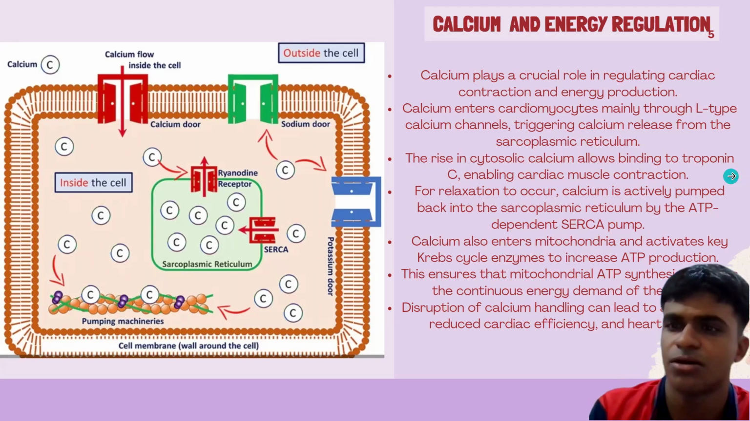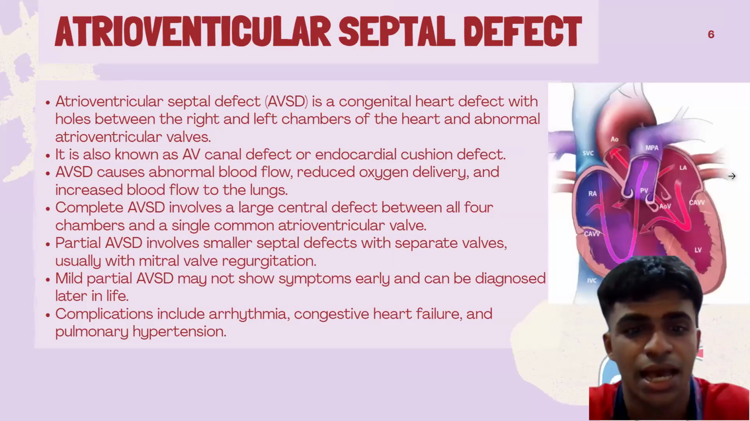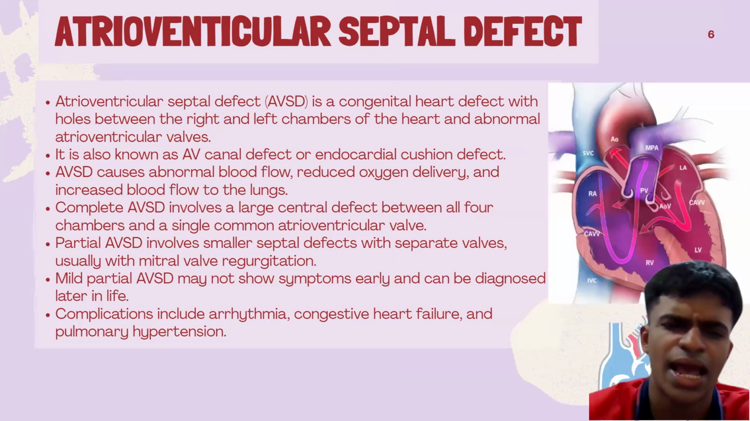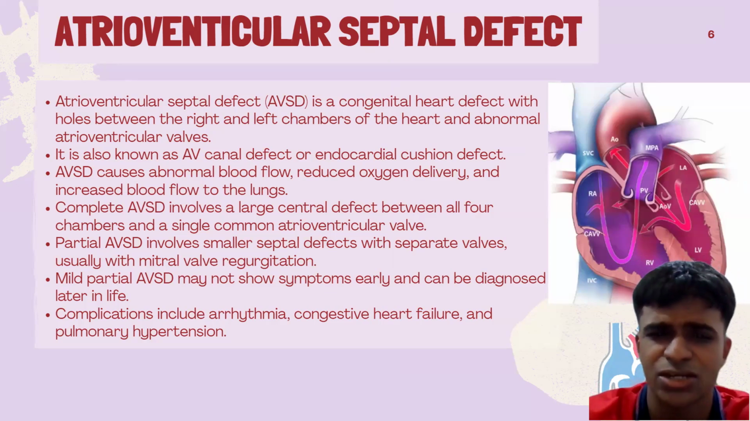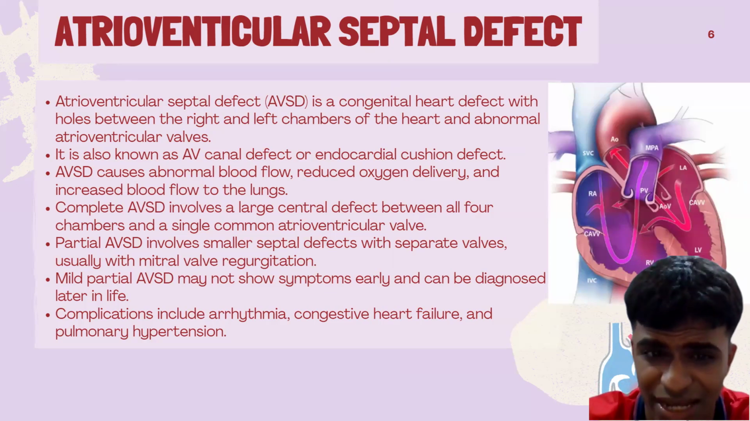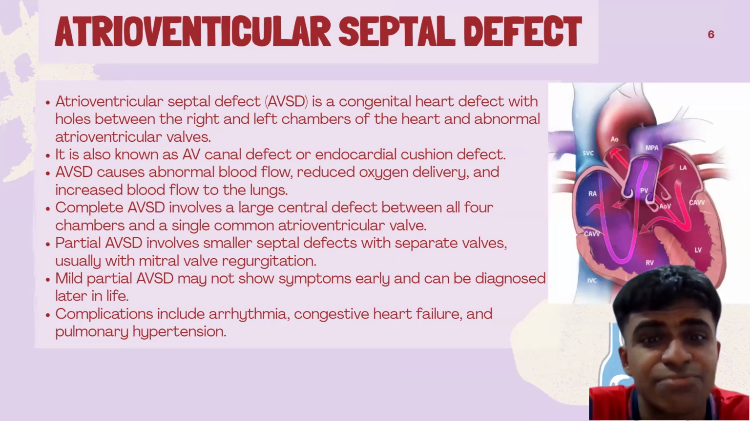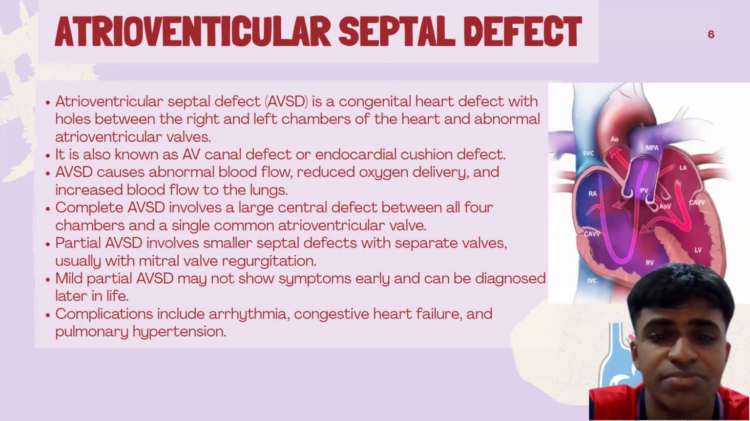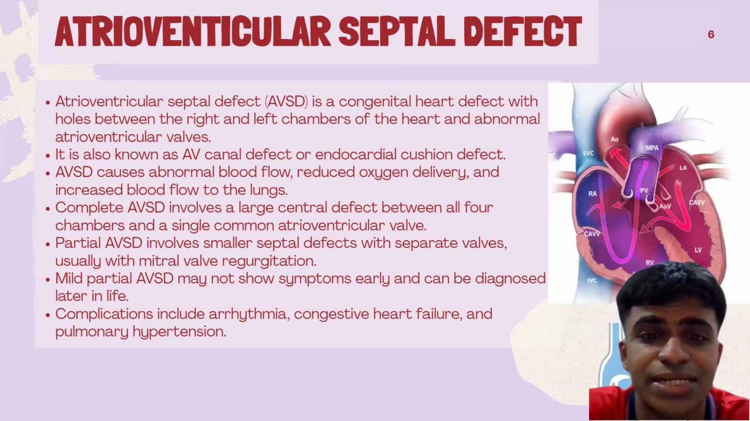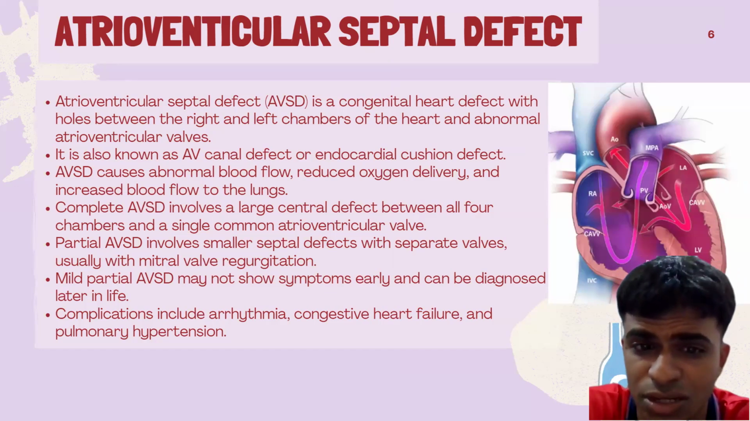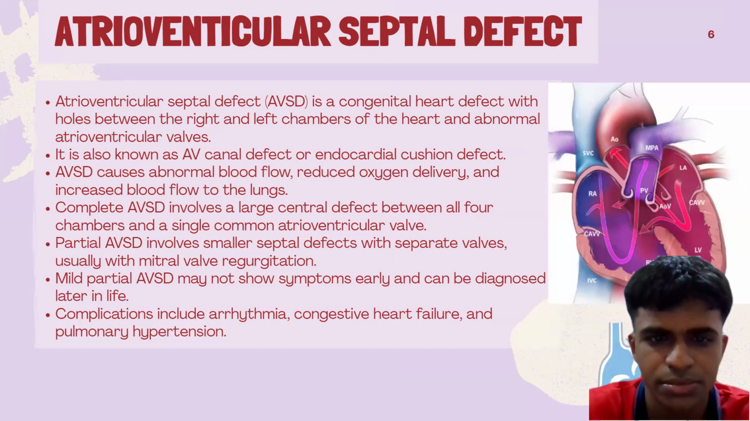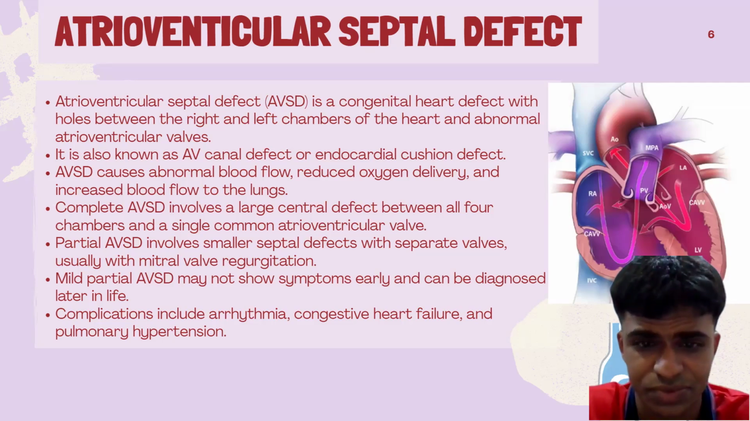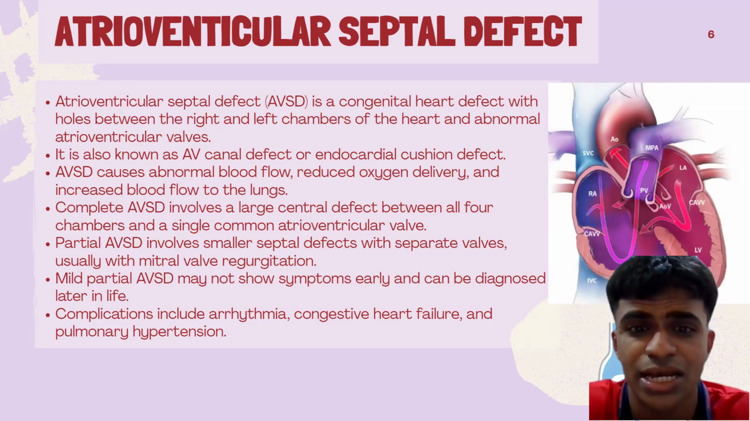Let's talk about AVSD, atrioventricular septal defect. AVSD is a congenital heart defect, meaning it is present from birth. It involves holes between the right and the left chambers and abnormal atrioventricular valves. It is also called AV canal defect or endocardial cushion defect.